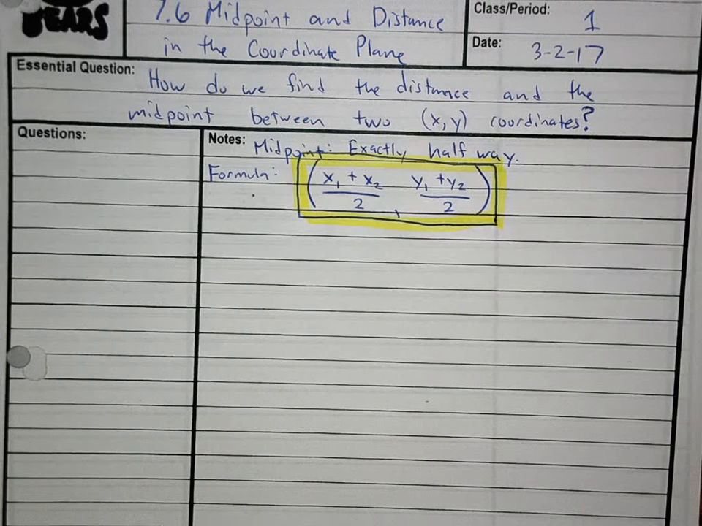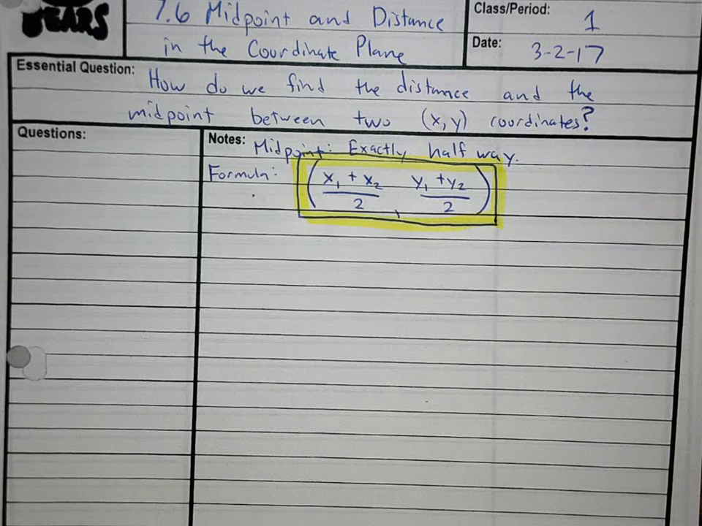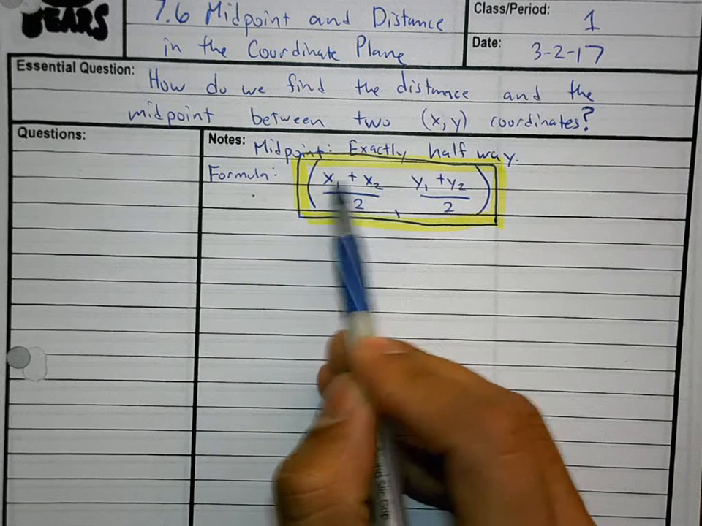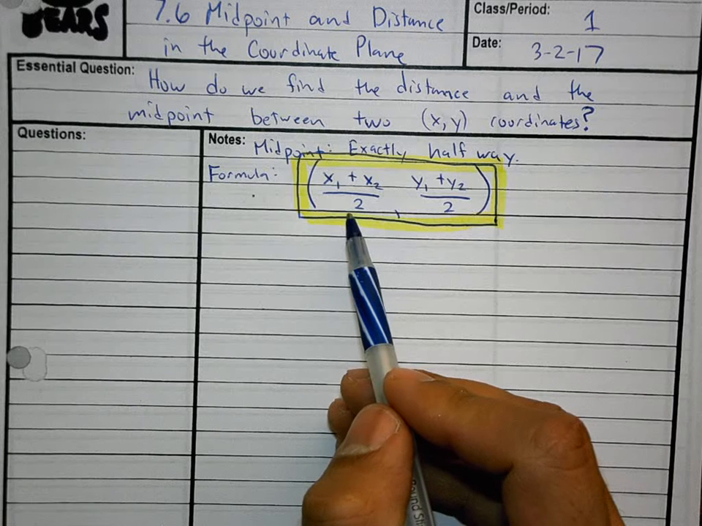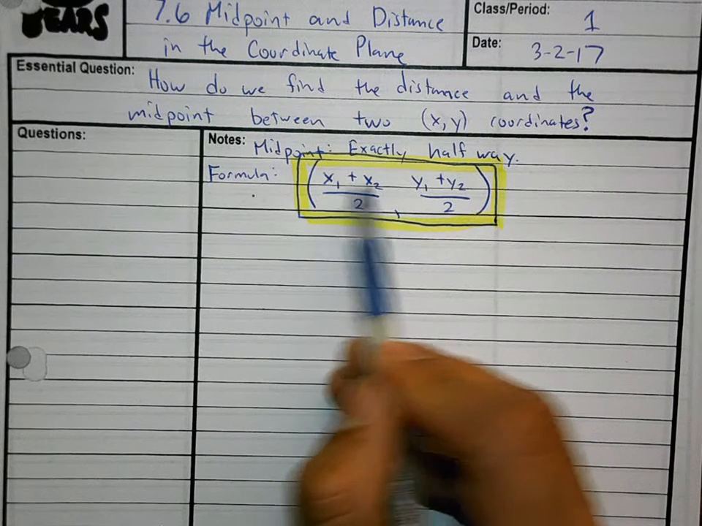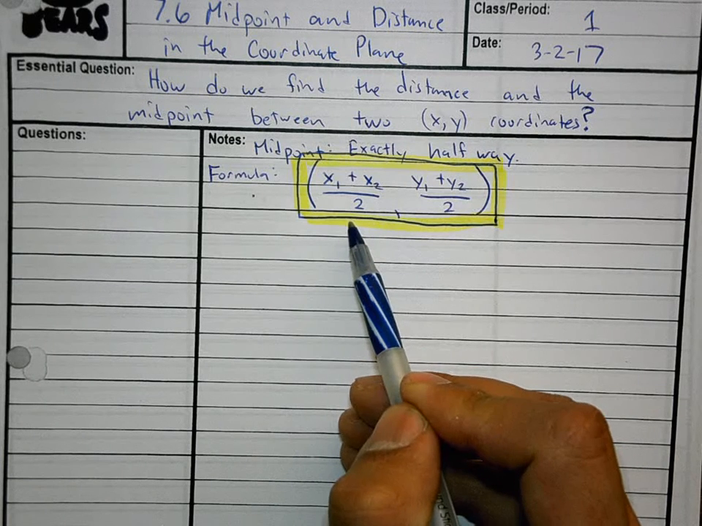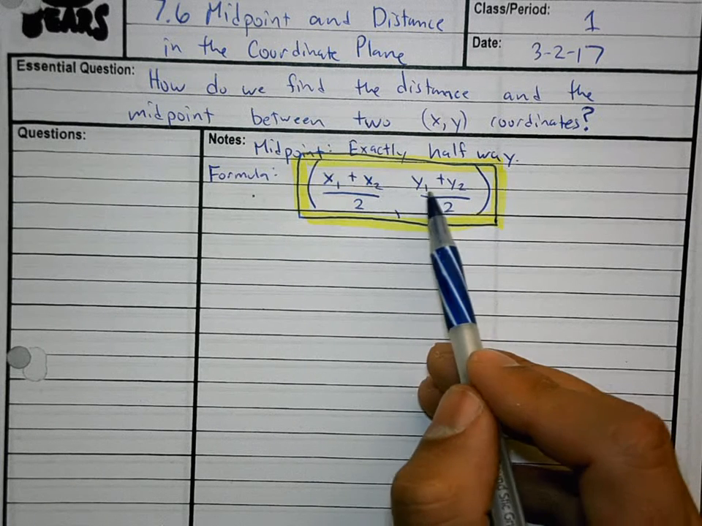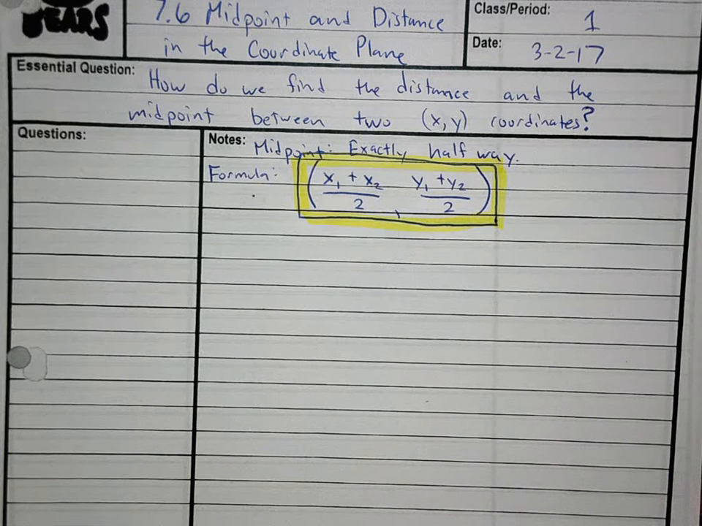When I think about this, this ties in what we learned in Unit 6. When you add two things together and you divide by 2, that was called the average. You're trying to find the average distance between these two x's when you divide it by 2. You're trying to find the average between these two y coordinates when you divide it by 2.